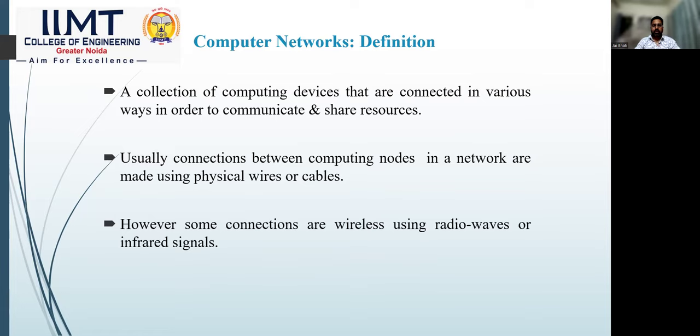Here we can define the computer networks as a collection of interconnecting nodes which are connected with the goal of communication and resource sharing so that they can share the available resources through the network. Usually, the connection between these computing nodes is made up of physical wires or cables, but sometimes these connections may be wireless, which uses radio waves, microwaves, or infrared waves for establishing the connection between various nodes on a computer network.